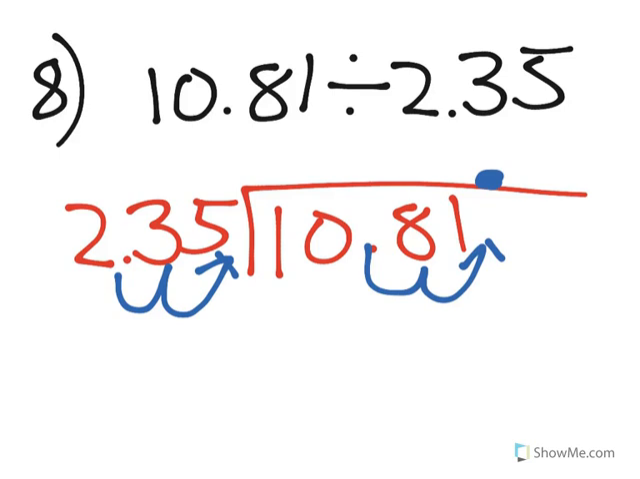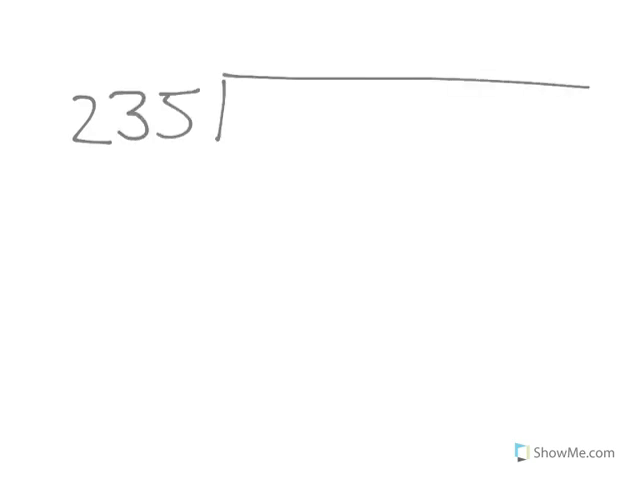So I'm going to go ahead and rewrite this because it looks kind of sloppy right now. So I'm going to rewrite it so it looks neater. At this point, I have 235 as my divisor, which is a whole number. I have 1,081 as my dividend, and I move my decimal straight up. So I do this again the long way.